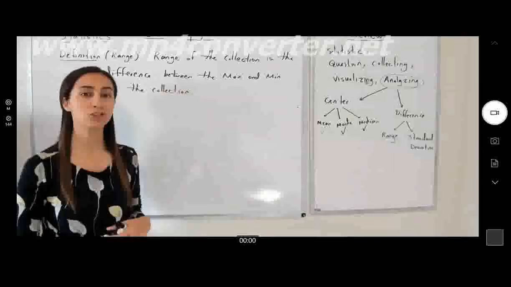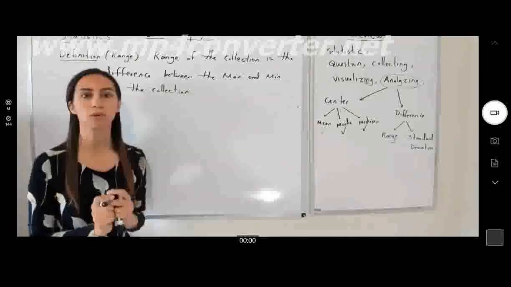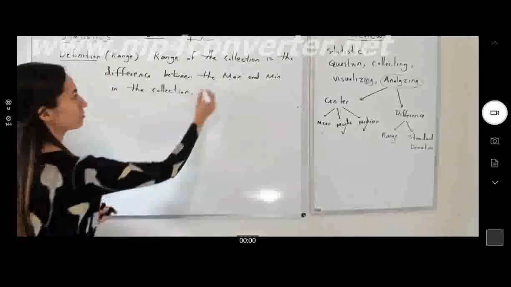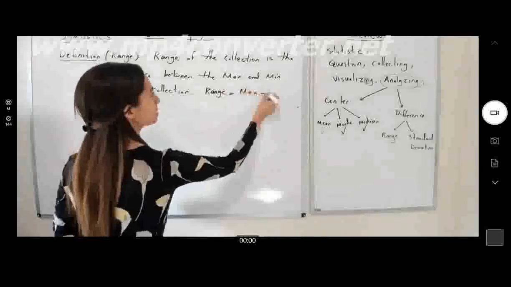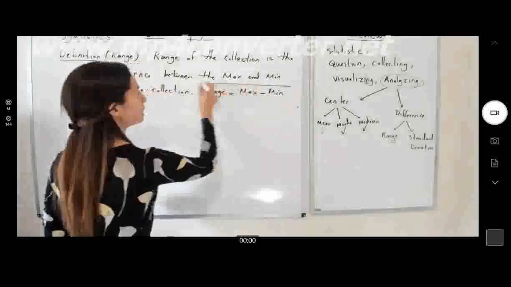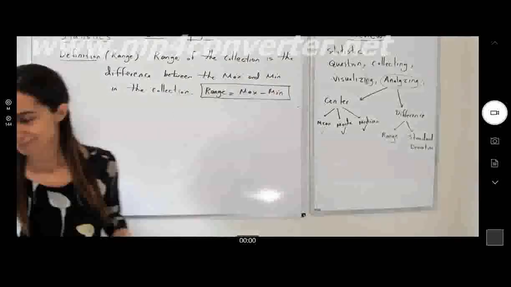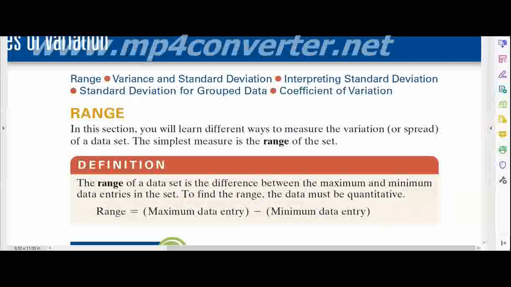So as a statistician, your job is to find the maximum value, to find the minimum value, and find the range in your collection. So the formula: range is equal to max minus min. Let us go over one example to feel comfortable about the definition of range.